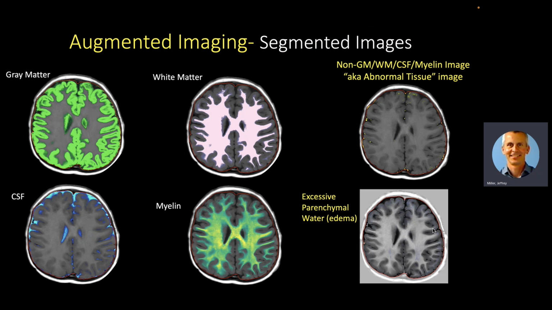Moving on to the other group of synthetic MR images, those of segmented tissue classes. Four represent normal tissues: gray matter, white matter, CSF, and myelin, and two represent pathological tissue. One is labeled non-gray matter, white matter, CSF, or myelin, which I call the abnormal tissue image, and the other is labeled excessive parenchymal water, which I call the edema image.